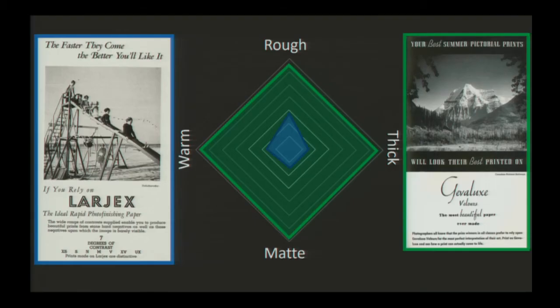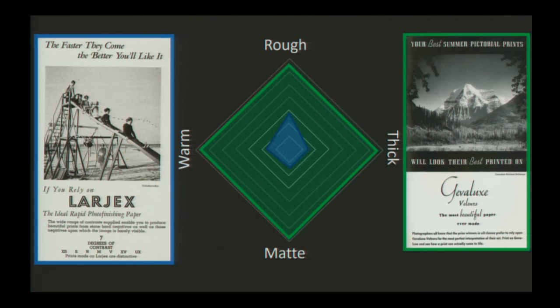And if you look at the glyphs, now again, you're glyph literate. So over here is Largex. This is like a visual for photo finishing, one after another. The rapid photo finishing paper. The faster they come, the better you'll like it. In other words, the more money you're going to make off of this paper.